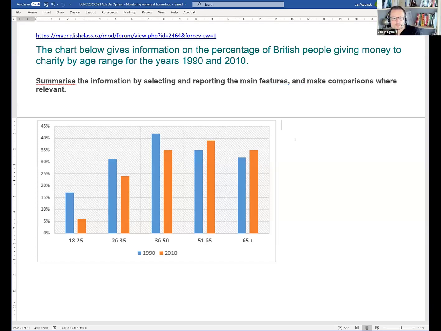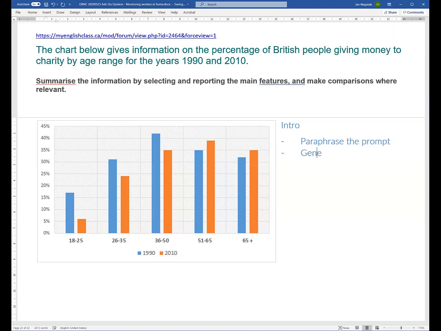Okay. So step one is paraphrase the prompt. What's your first sentence going to be? Safa, if you're wondering, the way we start off is very similar to the essay. There are more similarities than differences in good writing. Paraphrase the prompt and give a general overview. Go ahead, Dina.